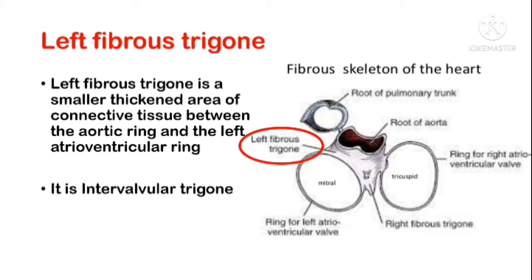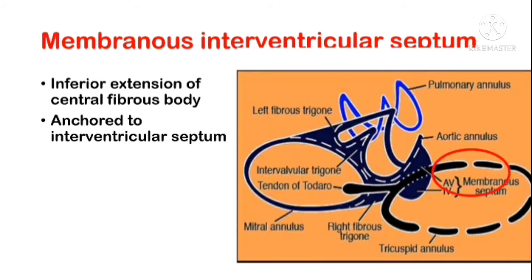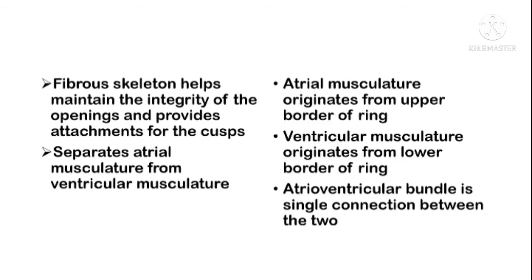Coming to the membranous part of the interventricular septum, it is an inferior extension of the central fibrous body, anchored to the interventricular septum. The fibrous skeleton helps to maintain the integrity of the openings and provides attachment for the cusps. It separates the atrial musculature from the ventricular musculature. The atrial musculature originates from the upper border of the ring. The ventricular musculature originates from the lower border of the ring. The atrioventricular bundle is the single connection between the two.